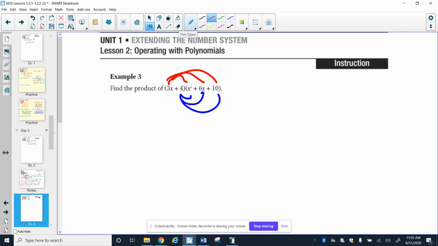So all just staying organized and taking your time as you're doing this. So 3x times x squared, that'd be 3x to the third. 3x times 6x, oops, my mistake there. Caught it before we went any further. 3x times 6x, that would be 18x squared. Okay, then 3x times 10, 30x.